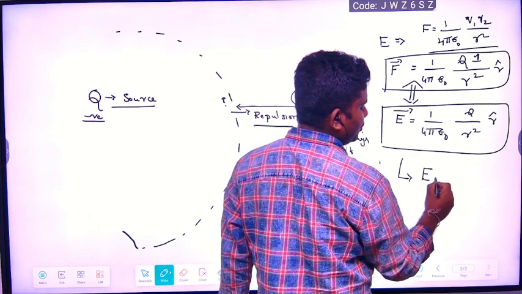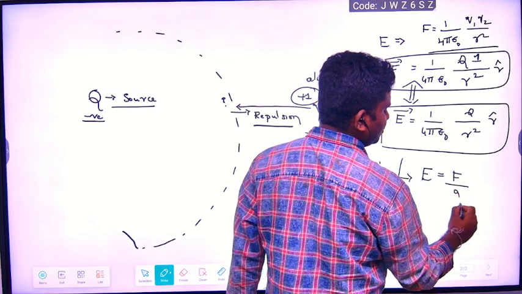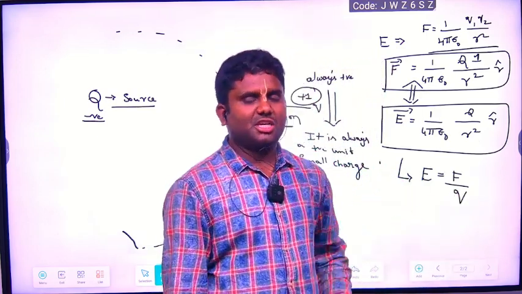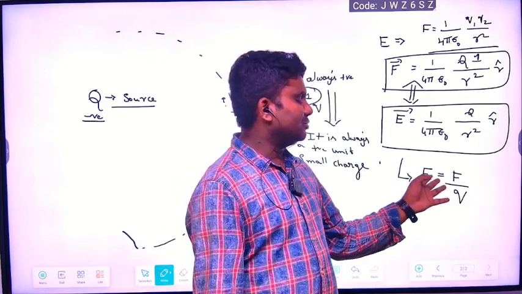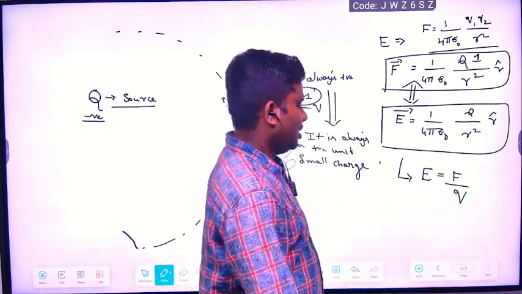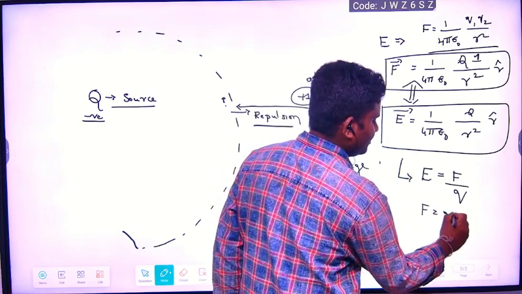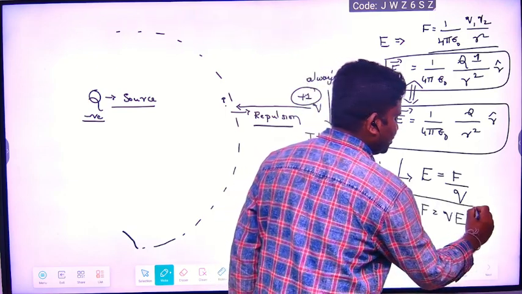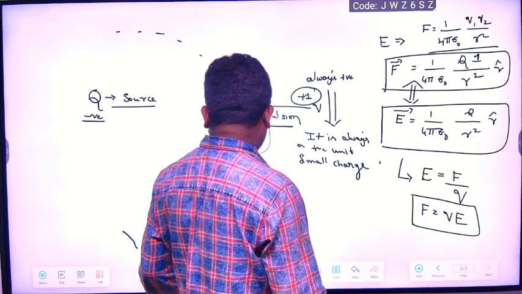So the relation between Coulomb force and electric field is that electric field E is equal to force divided by charge Q, where the charge is a very small quantity. So E is equal to F by Q, or you can also say F is equal to QE. Force is equal to charge into electric field. Very important relation. Maybe you have heard it many times.